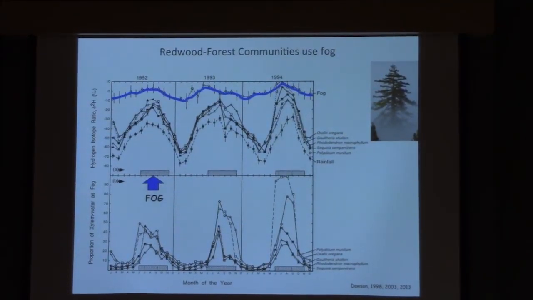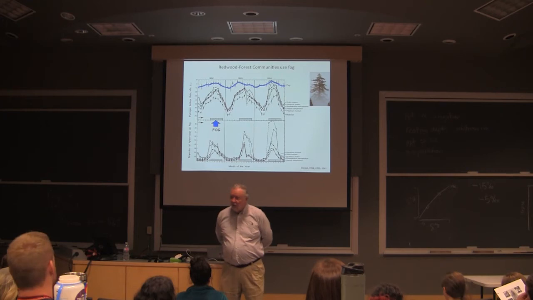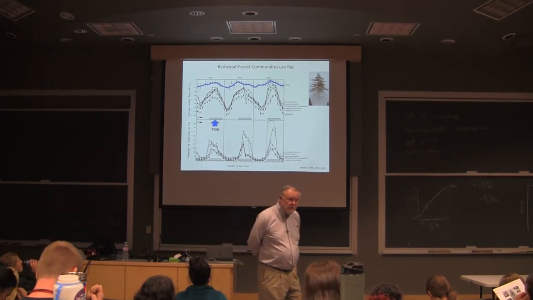But here's what I want you to see. Let's just spend a few minutes looking at the graphic. So that blue line at the top is the hydrogen isotope ratio of fog for the years 1992, 3, and 4. Same pattern is there all the time. Okay? The lines that are below it are the isotopic composition of water in the stem, therefore the isotopic composition of water that all these plants are using.